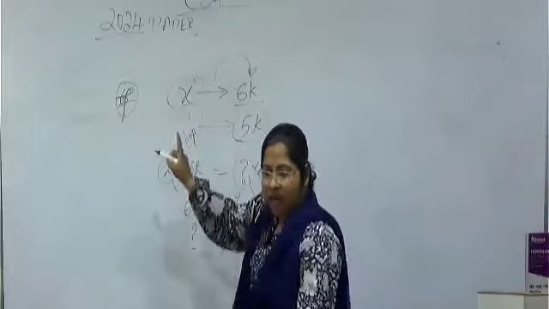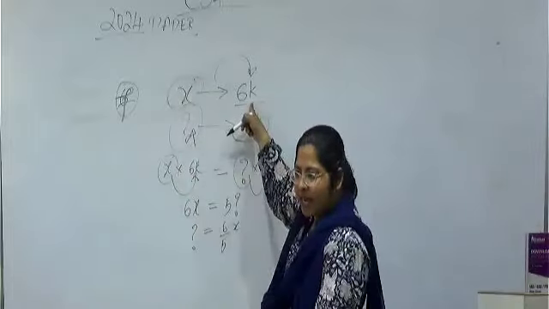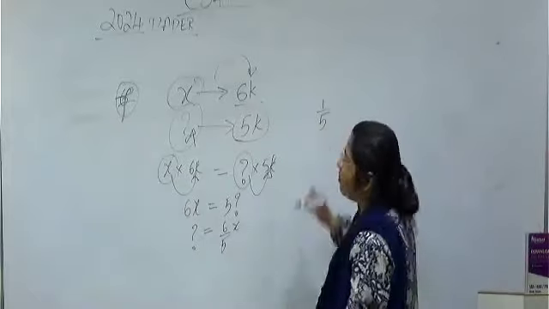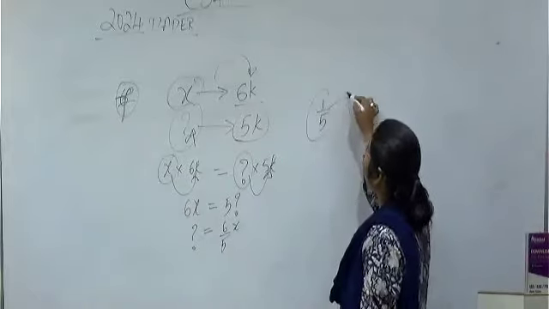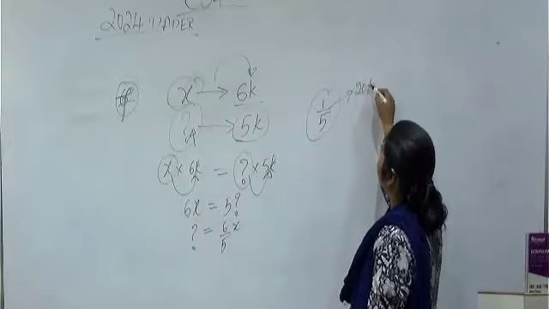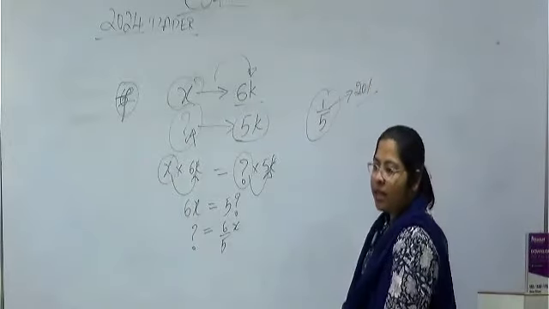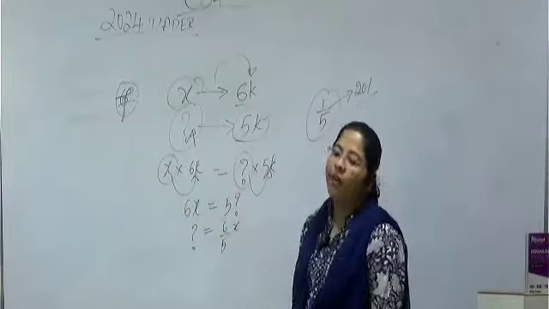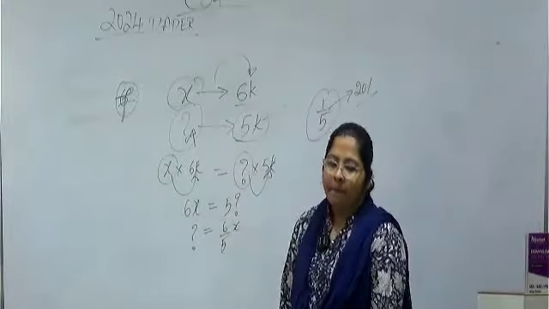If X is working, then it takes 6K days. If 6 by 5 X is working, then it takes 1 by 5 extra. 1 by 5 in percentage, we can write it as 20%. That means 20% extra people you need to complete that work in 5K days.